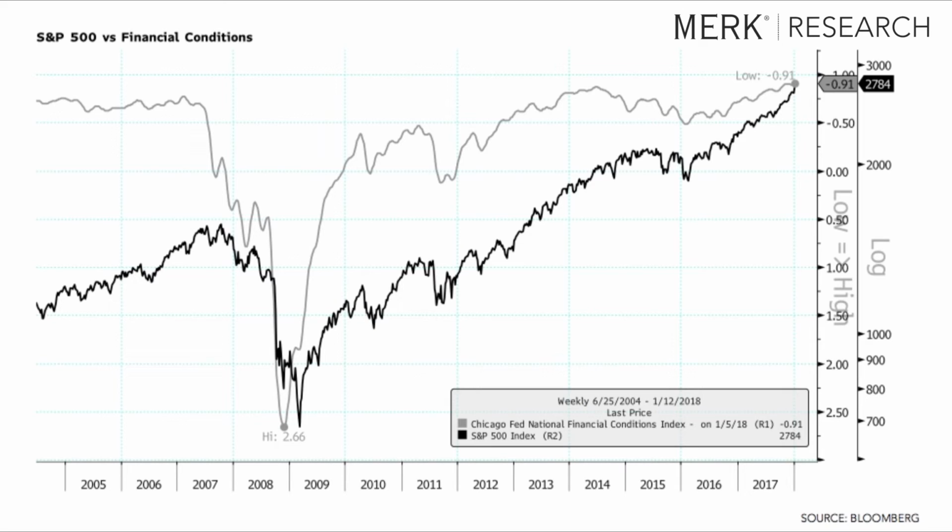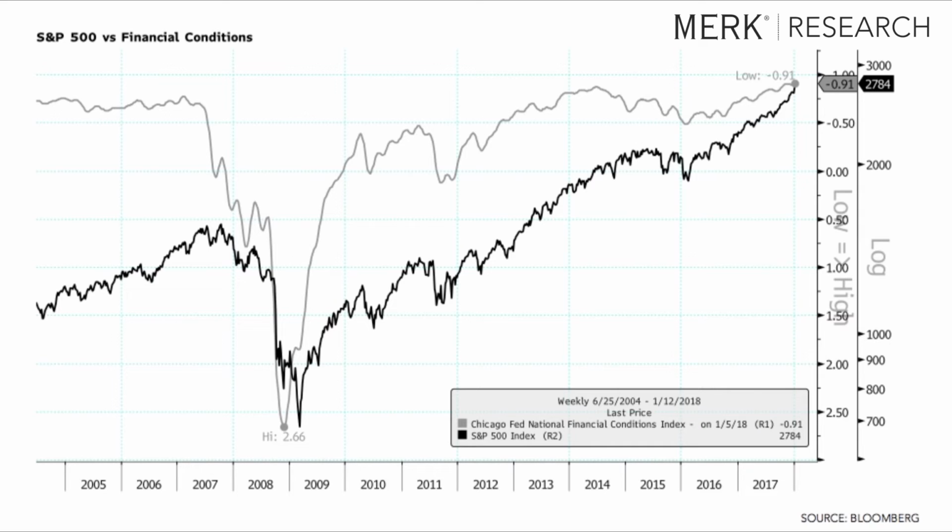What would get me cautious on this chart is for financial conditions to tighten past the minus 0.50 level, which is right here. So if we saw that gray line trend down through that level, that would get me cautious on this picture.